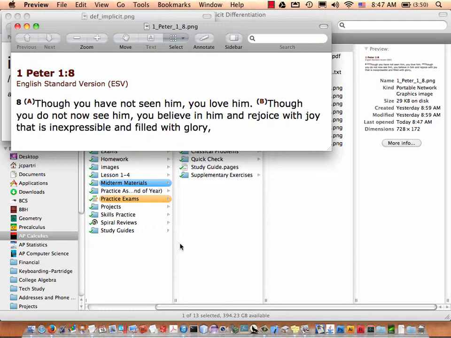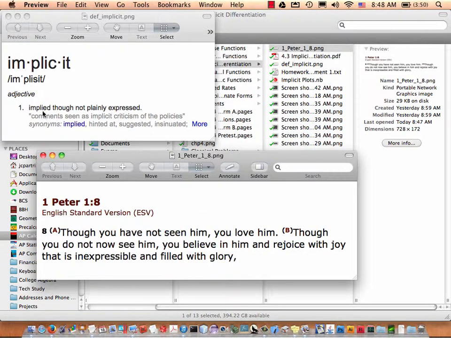So I'll go back to the definition real quick. To this definition, our trust in Jesus is implied, though not plainly expressed. We have no physical, touchable hands of Jesus that we can physically touch.